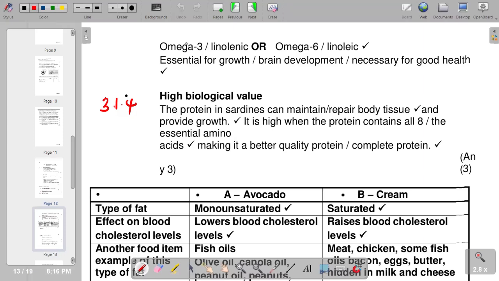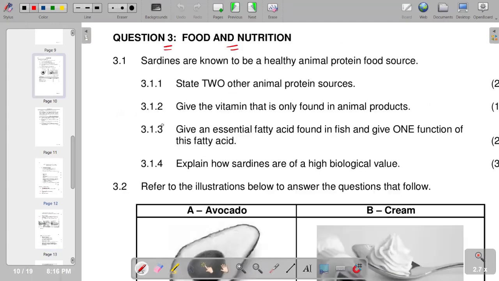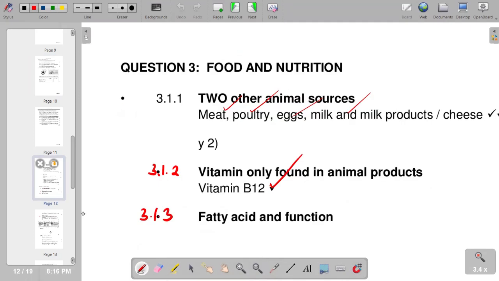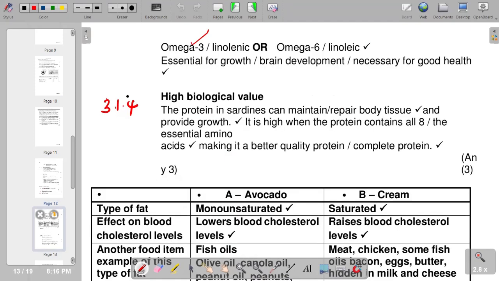Yeah, and it's essential for growth or brain development or necessary for good health. So we go to the next one. Explain how sardines are of a high biological value. The protein in sardines can maintain or repair body tissue and provide growth. It is high when the protein contains all eight essential amino acids, making it better quality protein. So that's the response on 3.1.4.